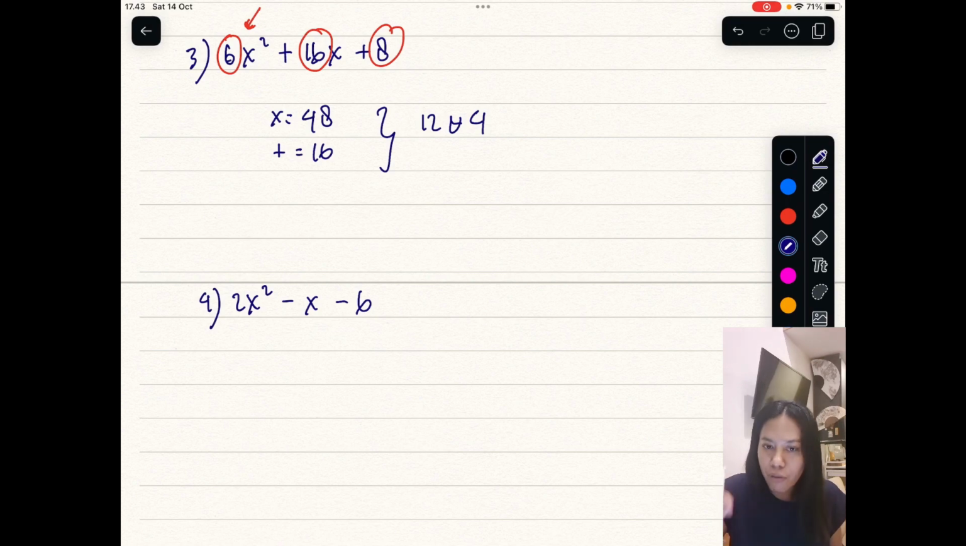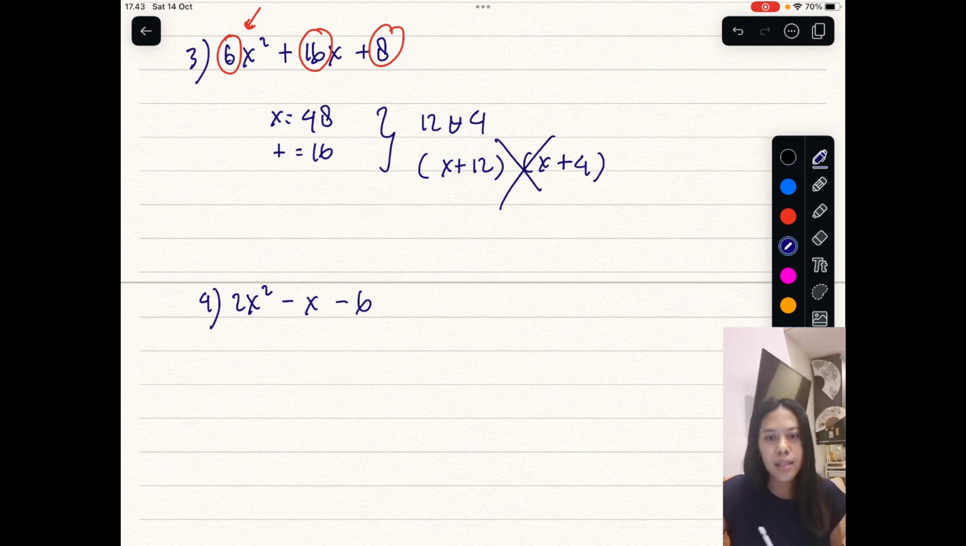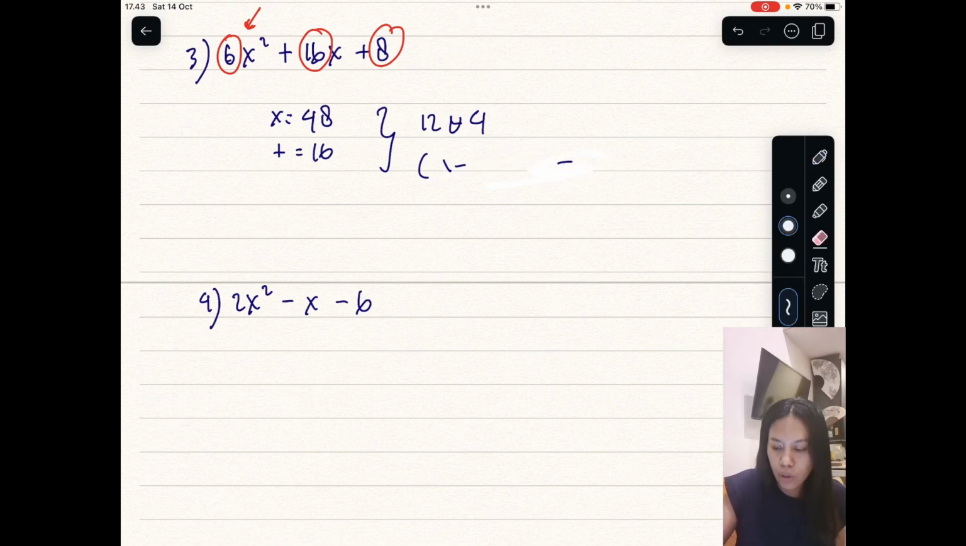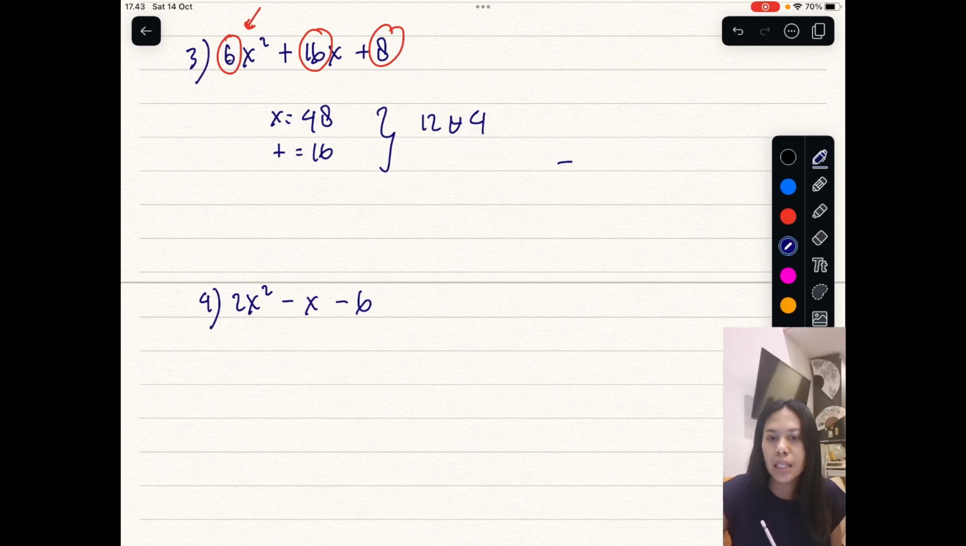Okay. Now for this case, we can't just put it like this, x plus 12, x plus 4. We can't do that, no. Why? Because the coefficient of the x squared is 6, so we can't do that. It's not as easy as that. So what are we going to do? Okay, so we're going to use the 12 and 4 to split the middle term. The middle term is the 16. So we're going to use it to split the 16.